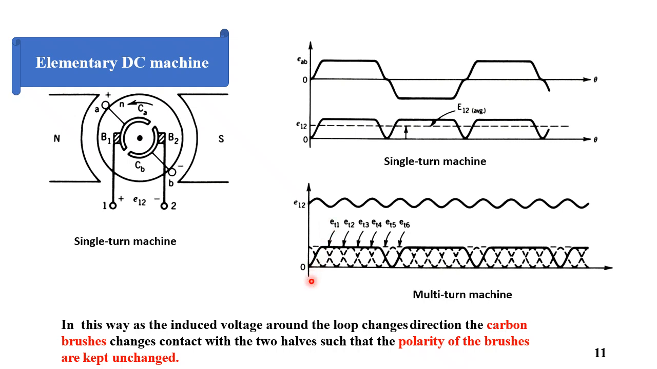If we increase the number of turns, we have turn 1 having this voltage, turn 2 having this voltage, turn 3 having this voltage, and turn 4 having this voltage, and turn 5, and so on and so forth. Then the terminal voltage across the brushes will be an almost constant DC value.